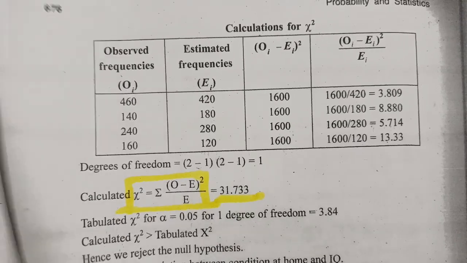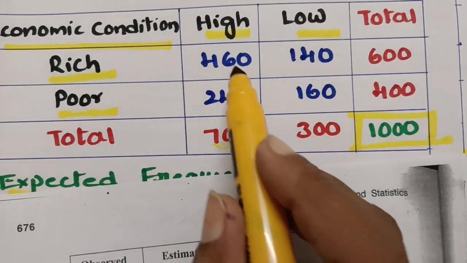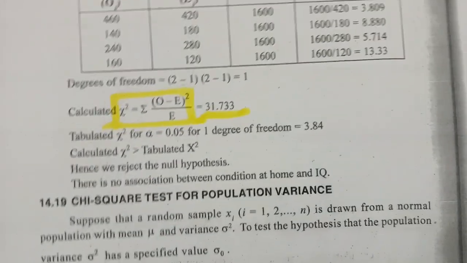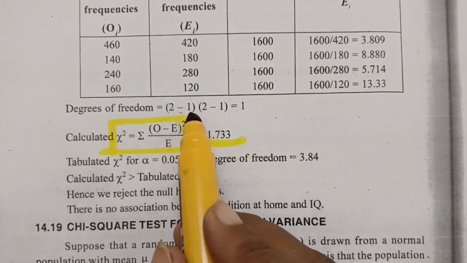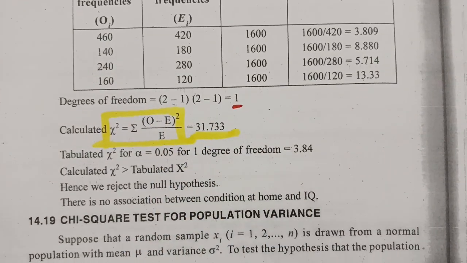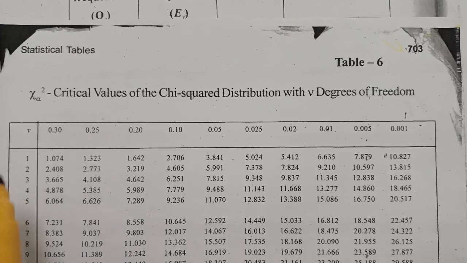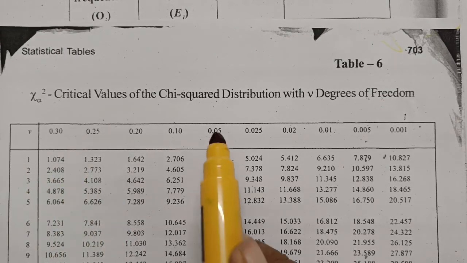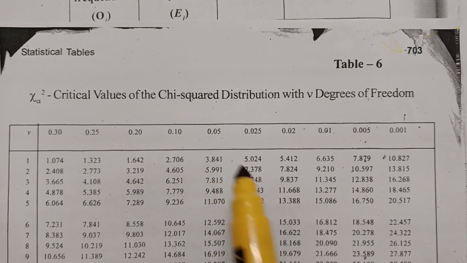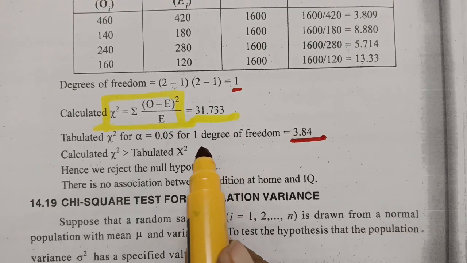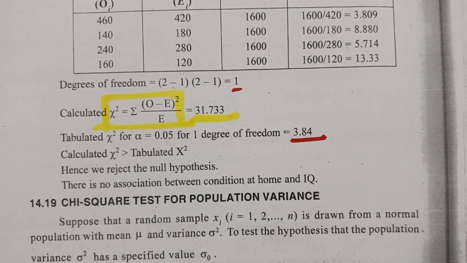So here if you observe properly, how many rows are there here? 1, 2. How many columns are there? 1, 2. So here 2 columns and 2 rows, that is 2 minus 1 into 2 minus 1, the value here is 1. And therefore I'll show you the chi-square table, that is here 1, and at the 0.05 level, that is 3.841. So here 3.84 is the tabular value for degrees of freedom 1 at alpha equal to 0.05.